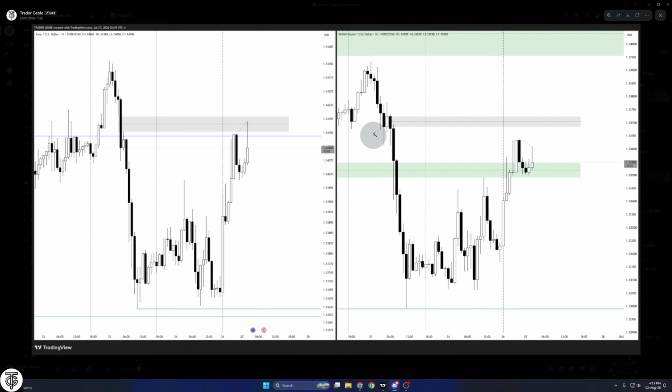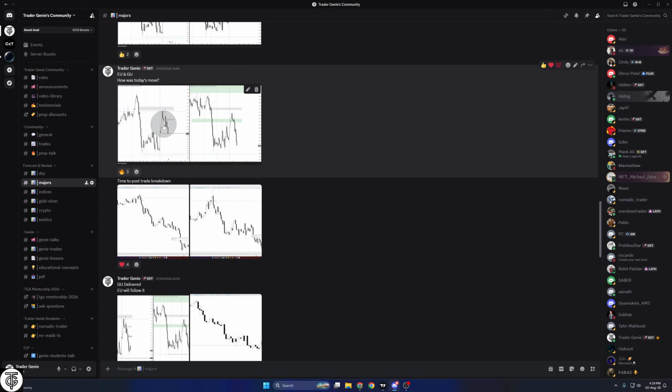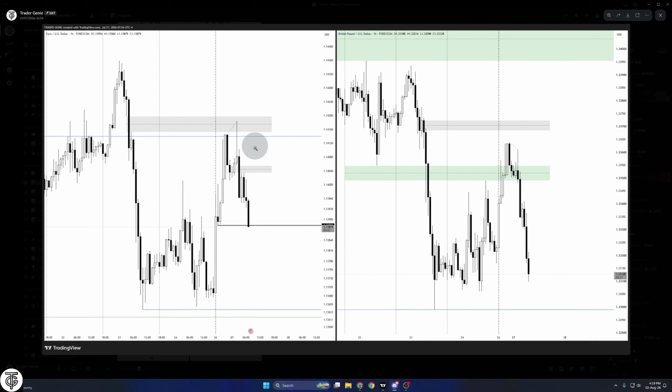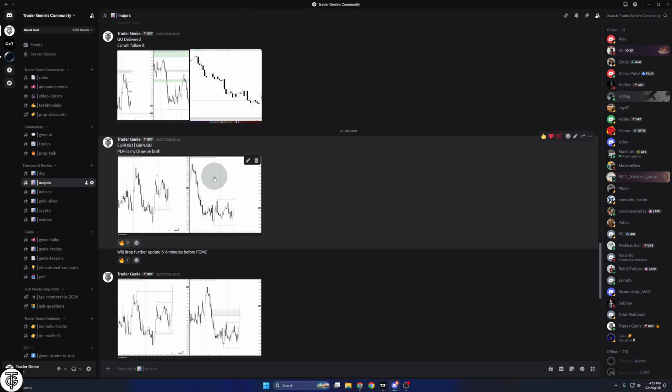Keep an eye on euro and GU. And this previous week Friday's low was my draw because we have equal lows. Then as you can see, it was a classic clean reversal with SMT, PSP, and reversal, all the stuff. On FOMC, this was my draw.